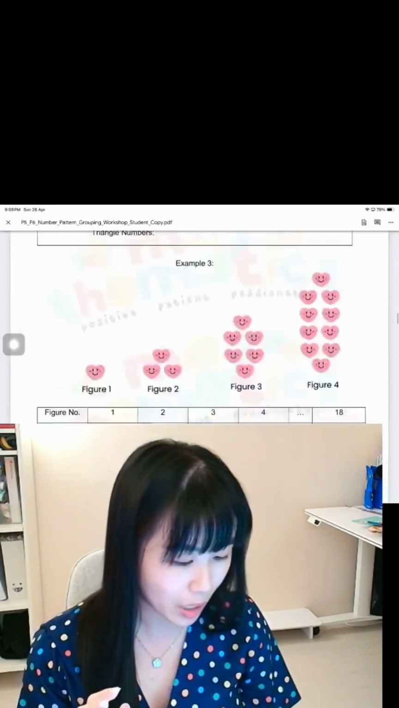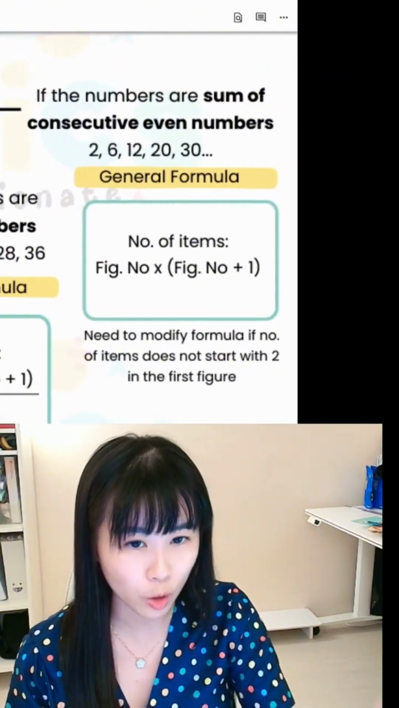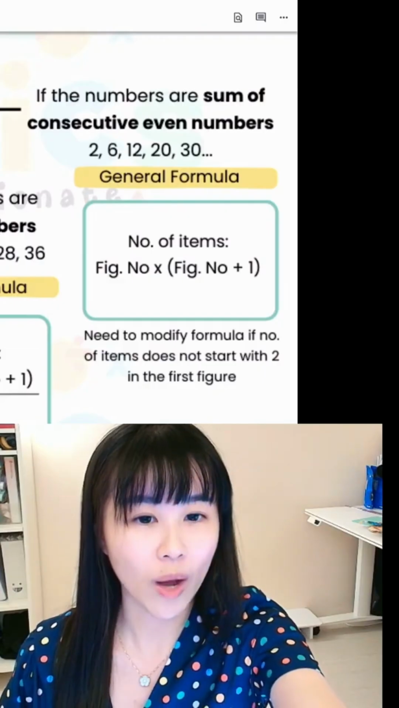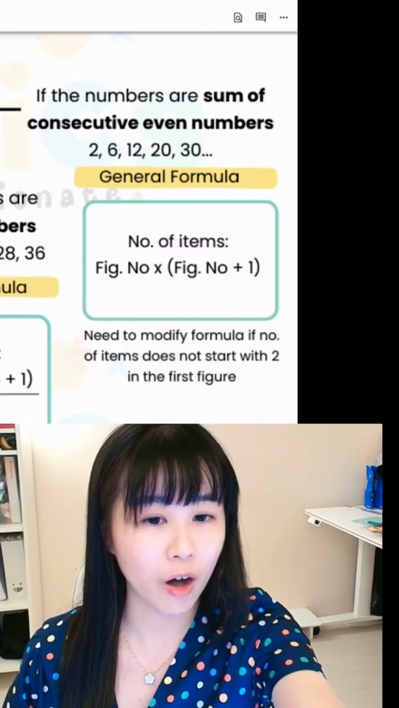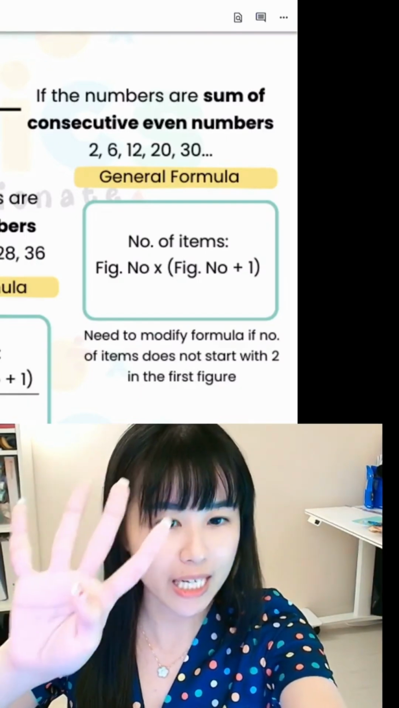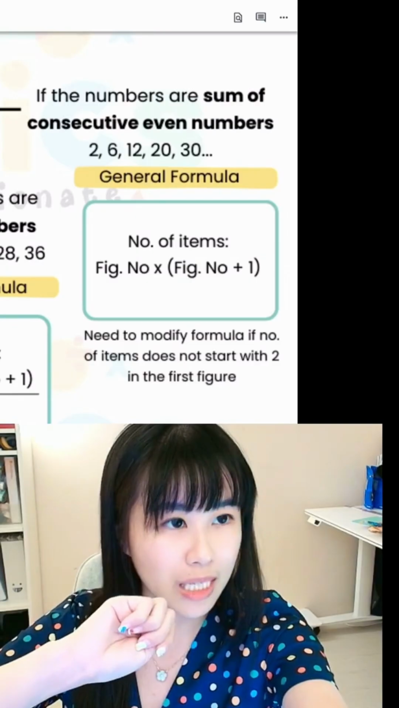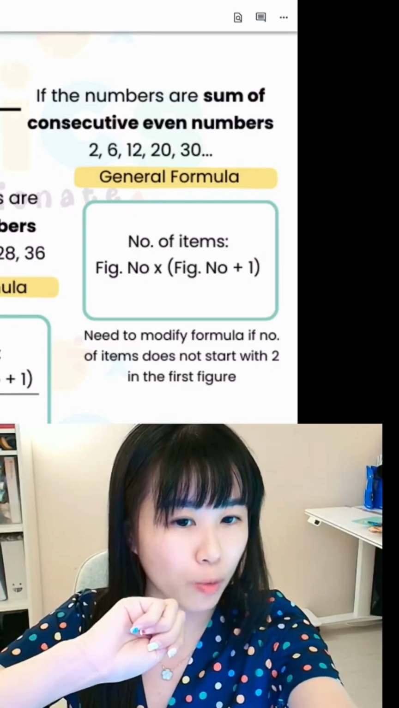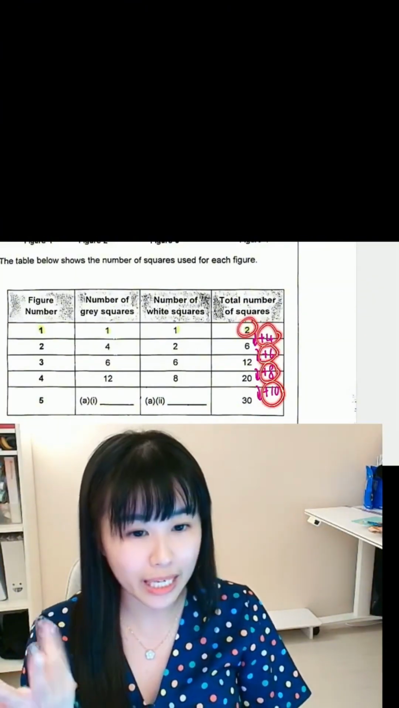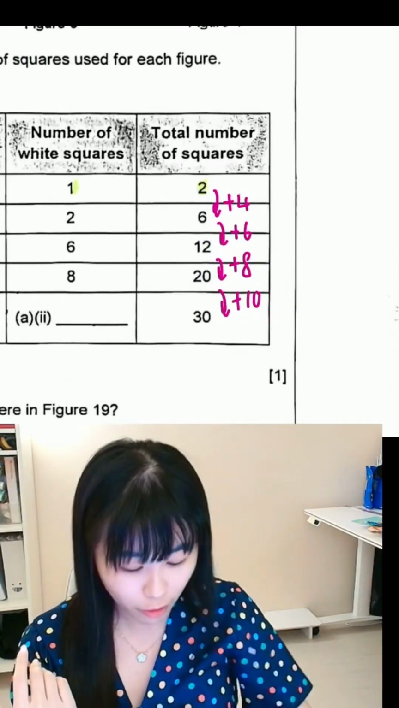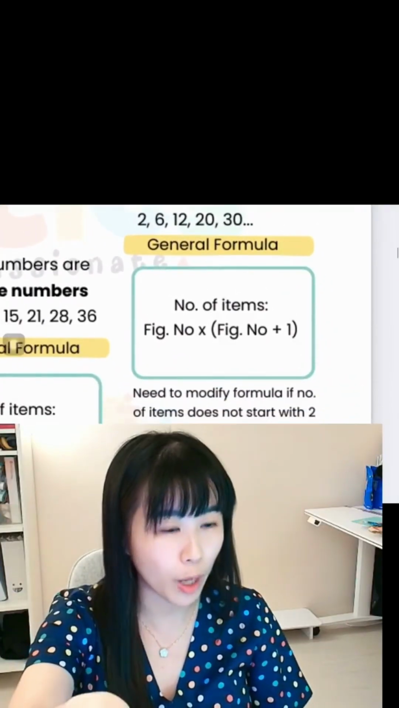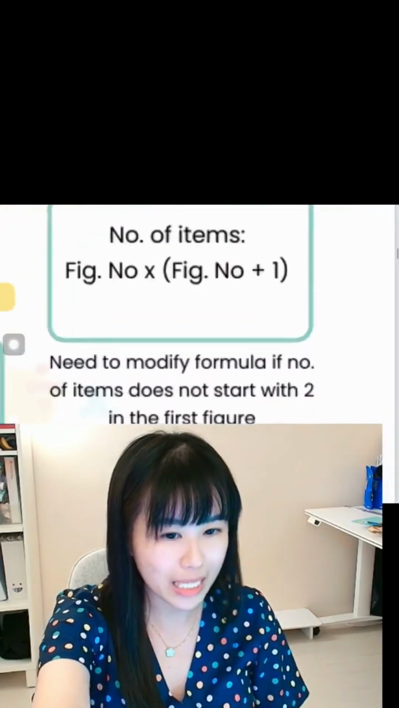So there is this number pattern, which is what we call consecutive even numbers. What does it mean? You see the numbers 2, 6, 12, 20, 30. Why are they called consecutive even numbers? It's because from 2, you plus 4 becomes 6. Then you plus 6 gives you 12. Then you 12, you plus 8 becomes 20. So basically 2, then plus 4, then plus 6, then plus 8, plus 10. It's like even numbers. So the formula is figure number times figure number plus 1. But the catch, to be able to apply this formula, is that you must start with 2.